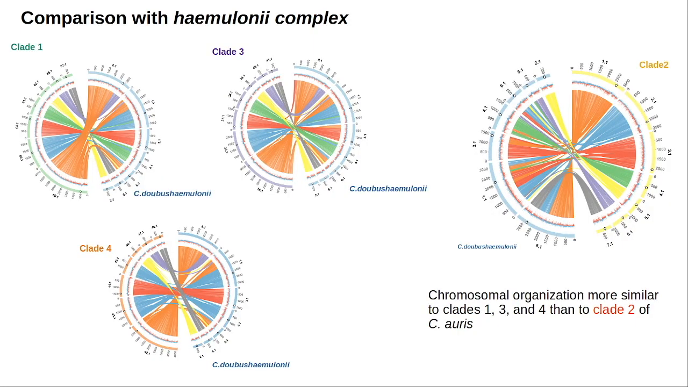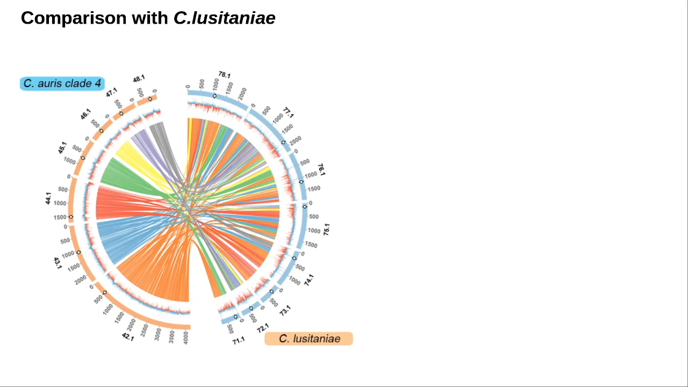Next was the comparison with the haemulonii complex. Here we show the results with duobushaemulonii. Similar patterns of rearrangements were observed for comparisons with clade 1, 3, and 4. But in clade 2, we observe more chromosomal rearrangements that are also different from the ones seen from clade 1, 3, and 4. Now, coming to the comparison with Candida lucernea, which is an 8 chromosome pathogen, the number of rearrangements is very high with all the 4 clades.